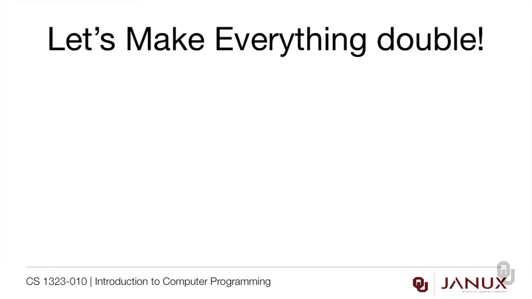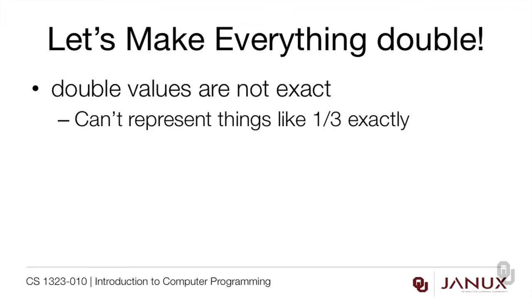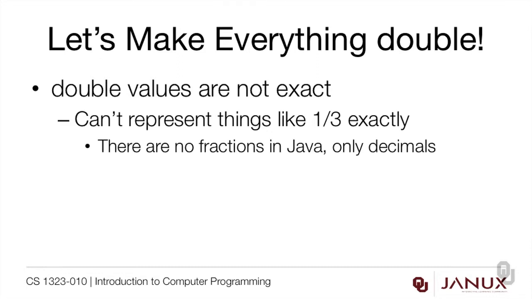Well, my students usually say, well, great, let's just make everything double. There's a problem with that too. The problem is that double values are not exact. For example, we can't represent 1/3 exactly. Now, you're actually familiar with that from algebra, because you can do 0.333 and then you put a little bar over it to indicate that the 3 repeats forever. Well, we don't have anything like that available in the computer, again, because we have to use a finite number of bits, 64 in this case. Now, Java doesn't have any fractions either. All we have are decimals.